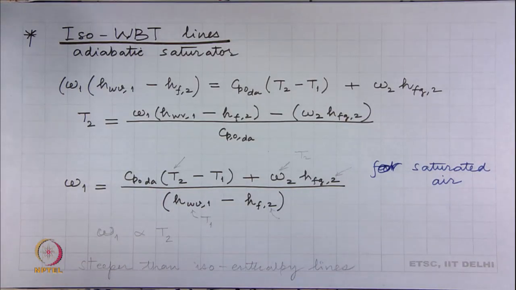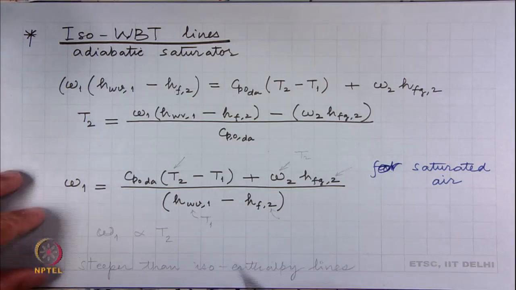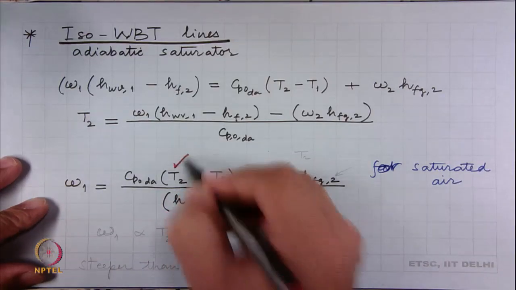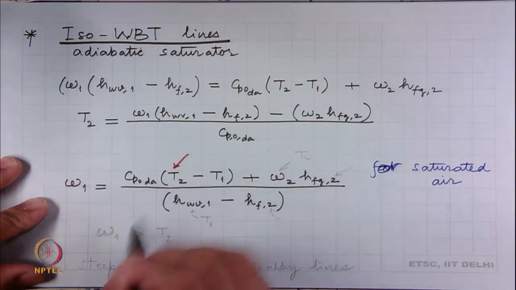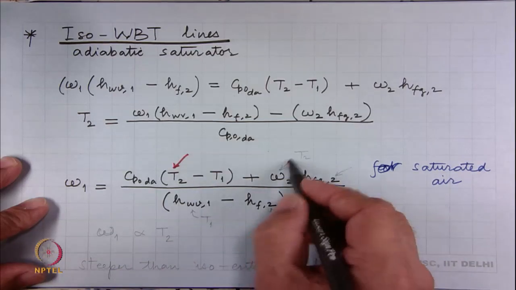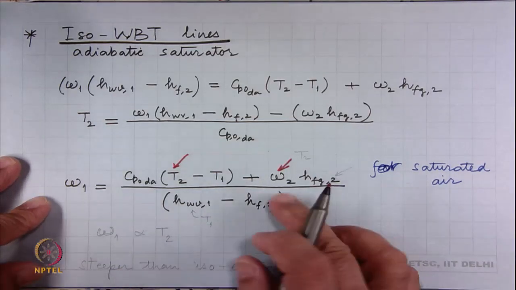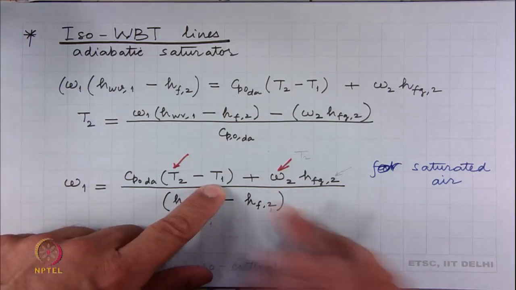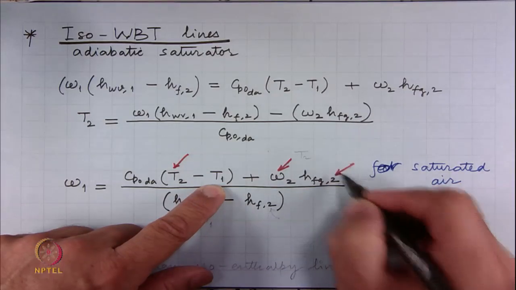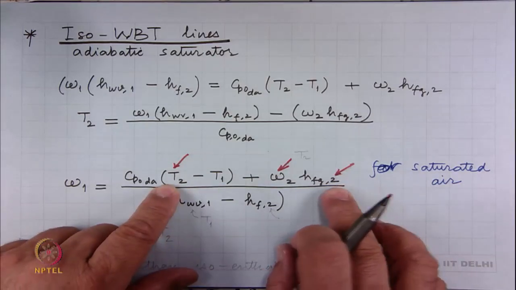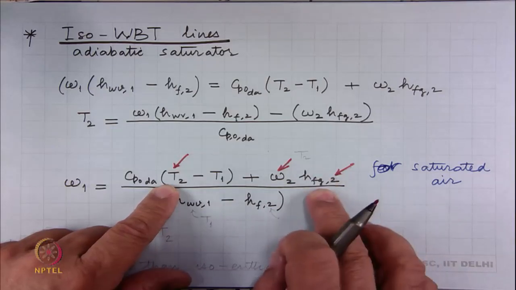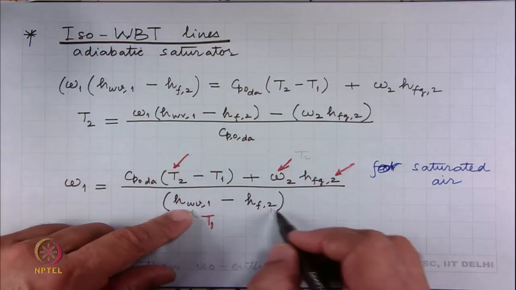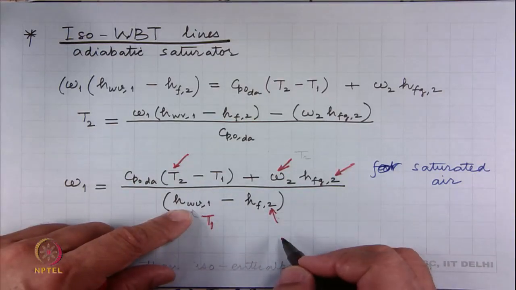When we look at this expression, we see a couple of things. If we say that this is T2, once T2 is specified, omega 2 gets specified. HFG 2 gets specified because it is dependent on T2. So, this is nothing but a thermodynamic property, only a function of T2. This is only a function of T1, and this is again only a function of T2.